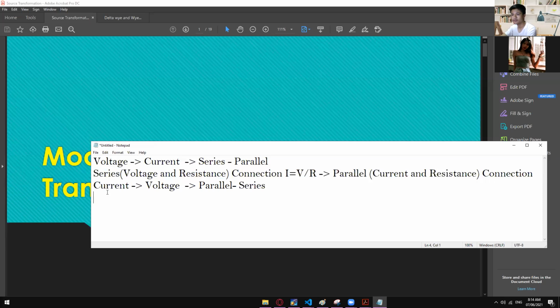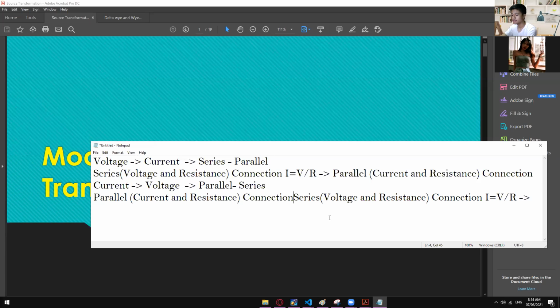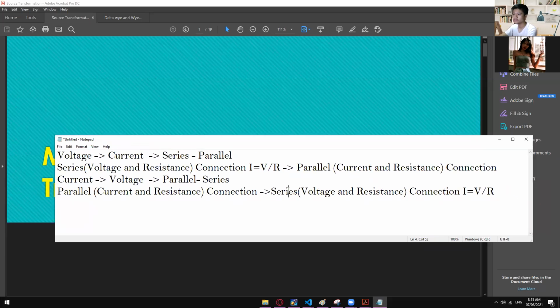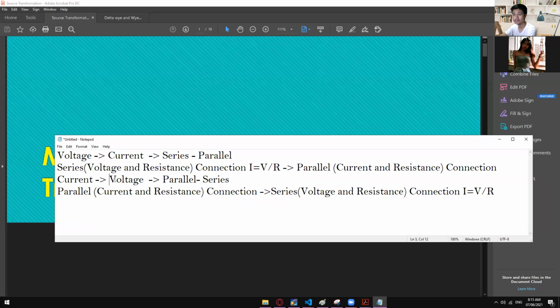For this one, initially it's in parallel, and then it will go to series connection. So again, this is what you should look at first before you can transform this current into a voltage. Are they in a parallel connection, this current and resistance? If yes, then you can now transform that into a series connection, which is now voltage and resistance in series.